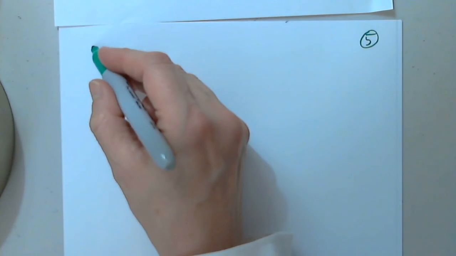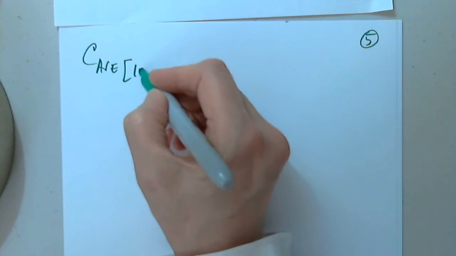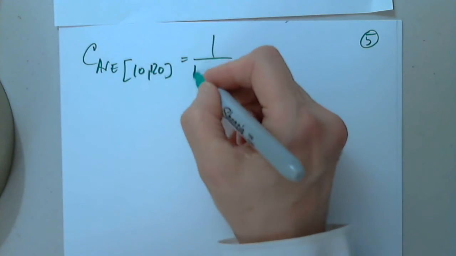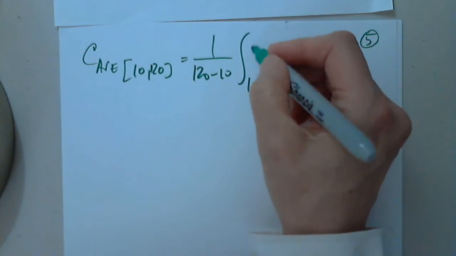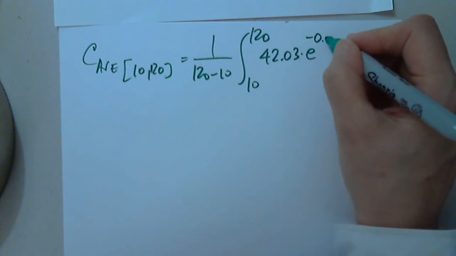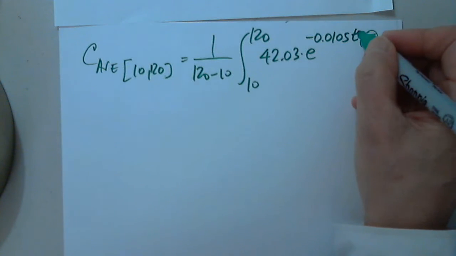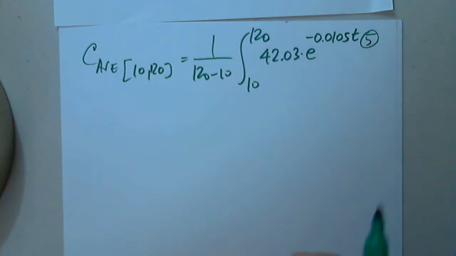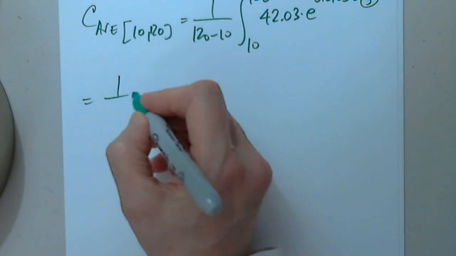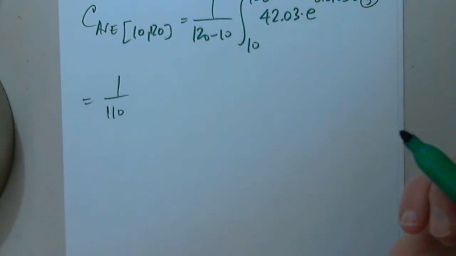So 1 divided by 120, yes, 120 minus 10. So the C average on 10 to 120 will be 1 over 120 minus 10, the integral from 10 to 120 of that ugly thing. I don't need the last 0. Did I copy it? Yeah, there is no need for the last 0. Good. So 120 minus 10 is 110. Please keep an eye on my numbers.